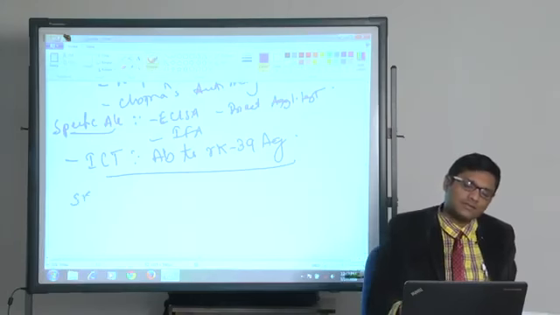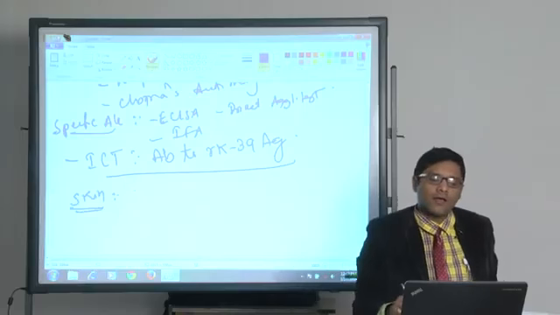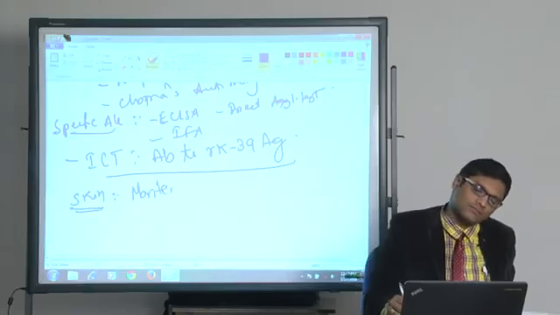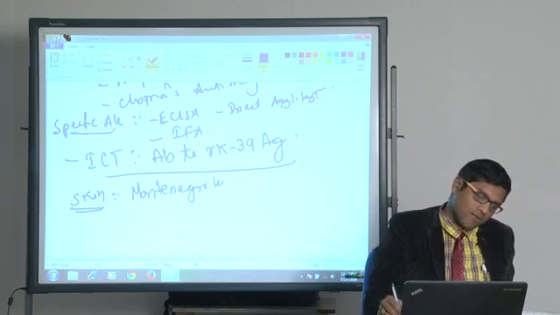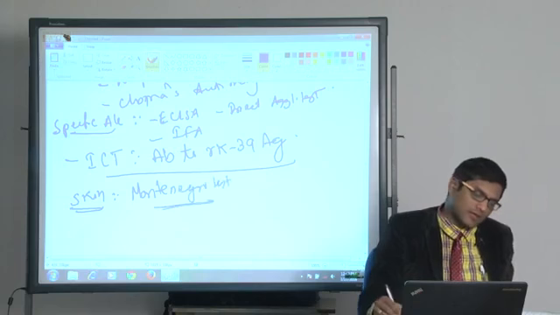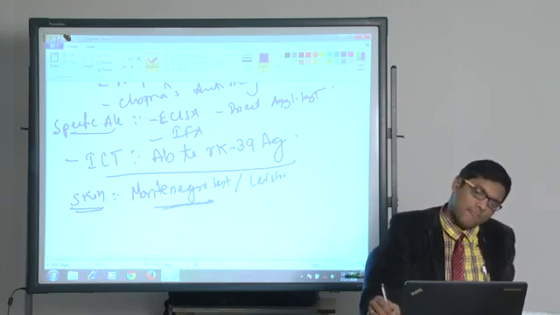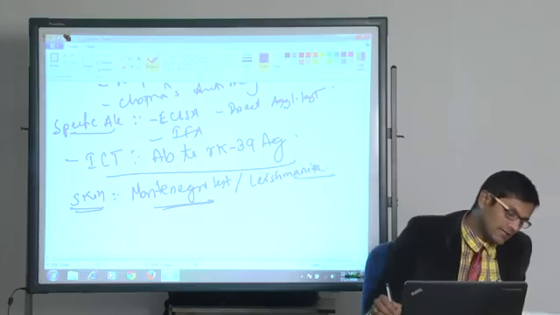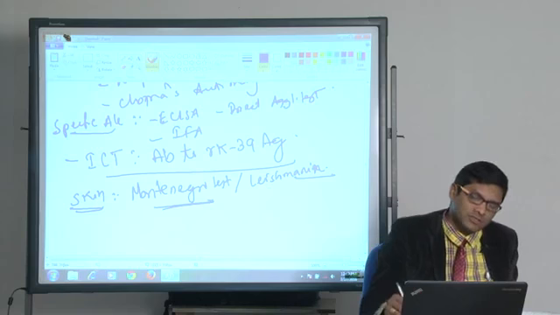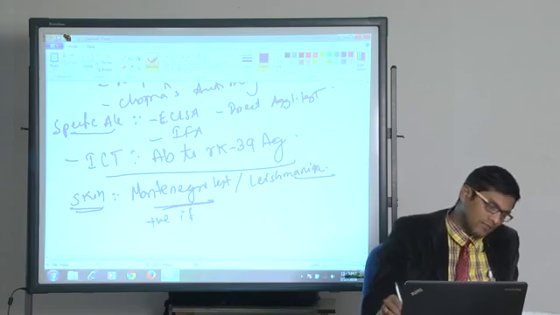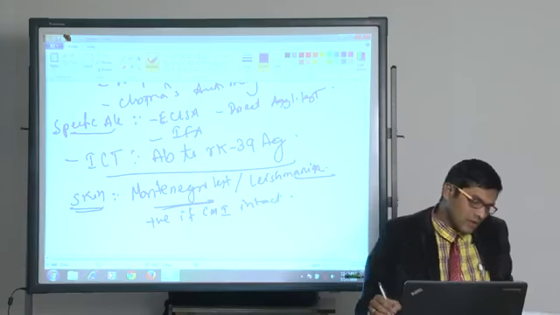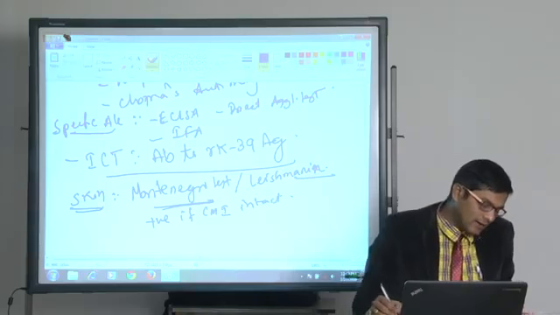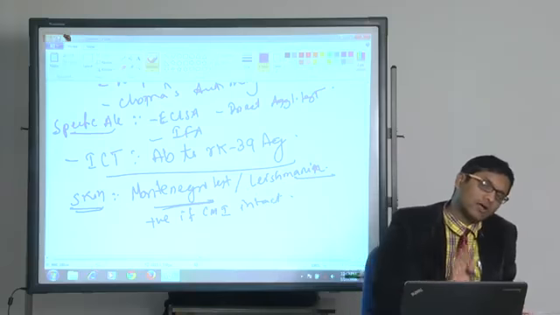Apart from that, a skin test can be done, that is the Montenegro or Leishmanian test. They say that the Montenegro test is positive only if the CMI is intact. So in patients with active VL and DCL, the Montenegro test will be negative.